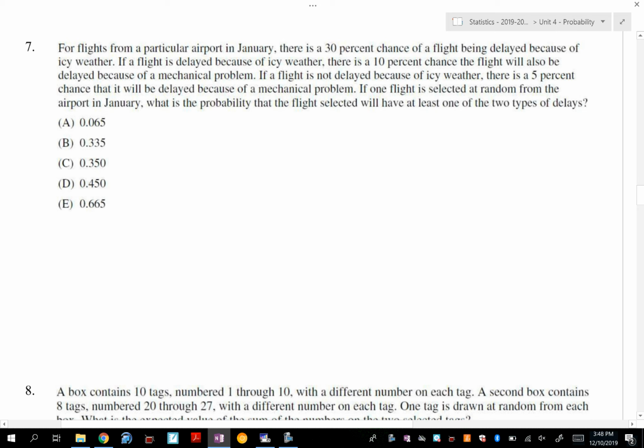When you read this, if you're not thinking tree diagram, then you got problems. When you read this, your brain needs to think tree diagram. It says there is a 30% chance that your flight is delayed because of ice. You might not know what that means, but that happens. So there's a 70% chance that it's not delayed by ice.